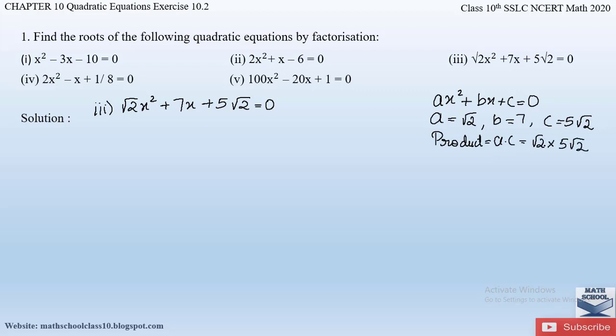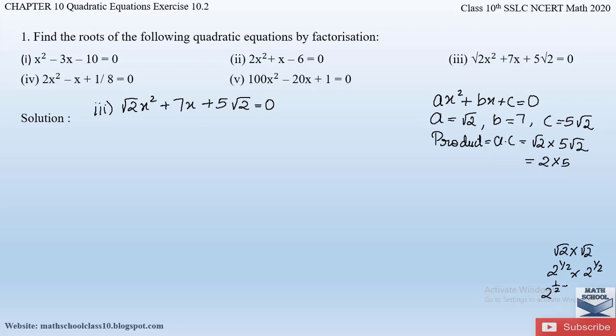So here this is root 2 into 5 into root 2. So what is root 2 into root 2? Root 2 into root 2 is nothing but 2 into 5. Because see, what is the value of root 2 into root 2? Root 2 can also be rewritten as 2 power 1 by 2 into 2 power 1 by 2. So if the bases are same, we have to add the powers. This you have learnt in your class 9th.